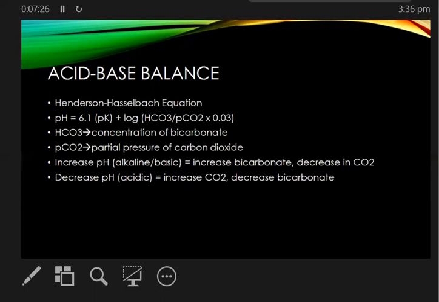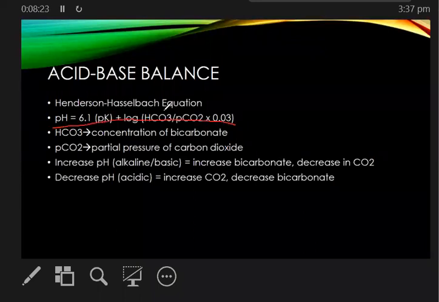And then plus the logarithm of the concentration of your bicarbonate, divided by the partial pressure of carbon dioxide times 0.03. Actually, the denominator in your Henderson-Hasselbalch equation may be changed to the concentration of your carbonic acid. Basically, partial pressure of carbon dioxide times 0.03 is equivalent to the concentration of your carbonic acid.